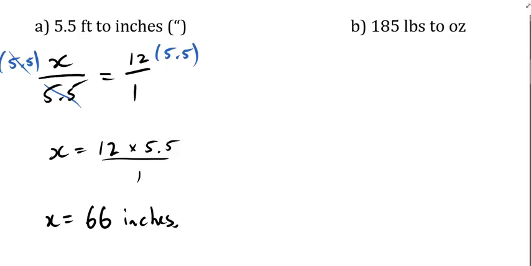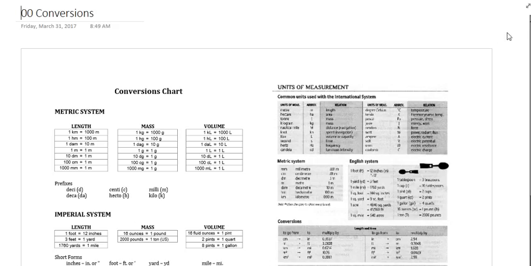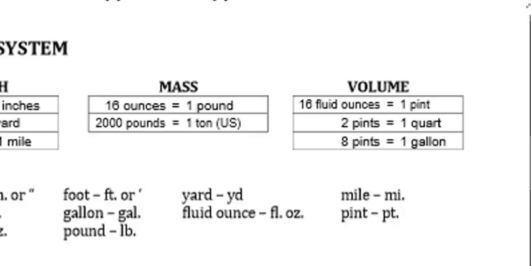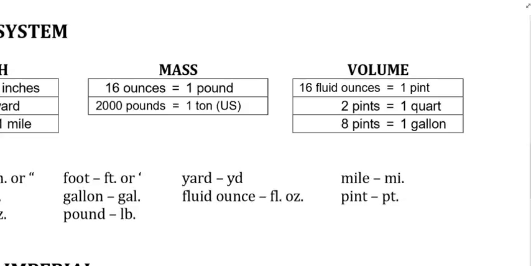Ethan? x over 185. Awesome. How many ounces is 185 pounds? So ounces on top, pounds on the bottom. What's the conversion? 16 over 1. So that means 16 ounces equals 1 pound. And there it is right there. 16 ounces is 1 pound.